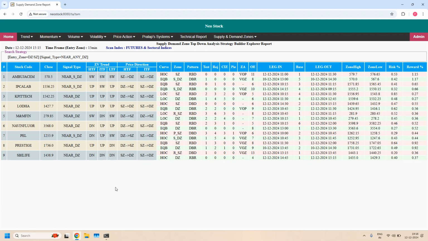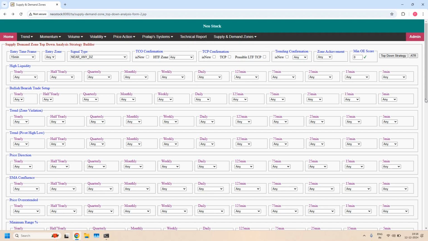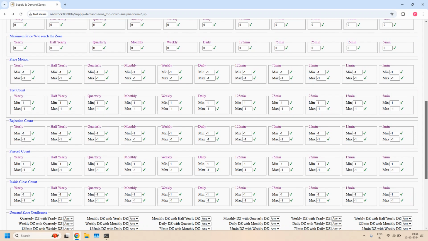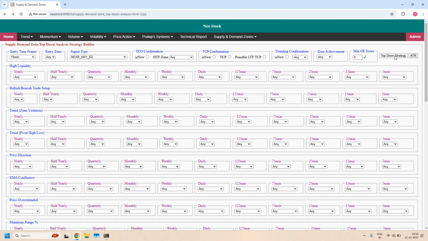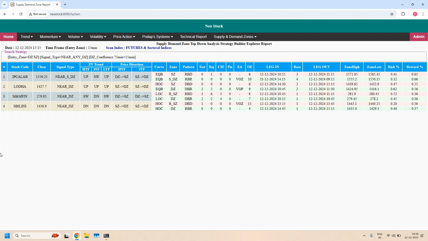And let us filter this list further with demand zone confluence. That is LTF and ITF demand zone confluence, that is 15 minutes and 75 minutes demand zone confluence. I am enabling the filter. With this filter, out of 9 stocks, we got 4 stocks. These 4 demand zones, 15 minutes demand zones, are part of the 75 minutes demand zone. That means it's overlapped. That is what zone confluence.